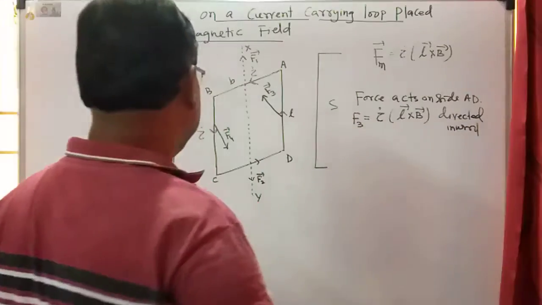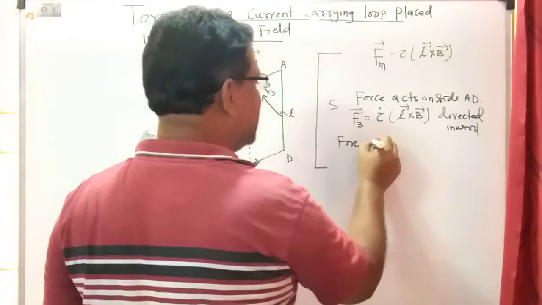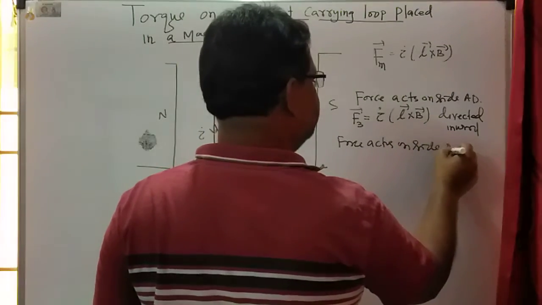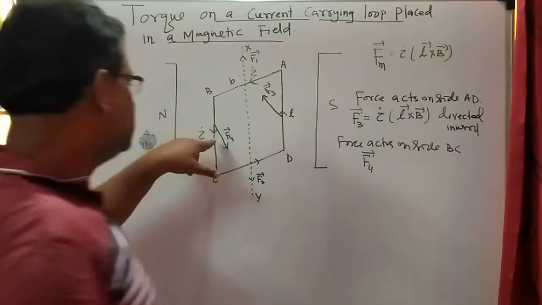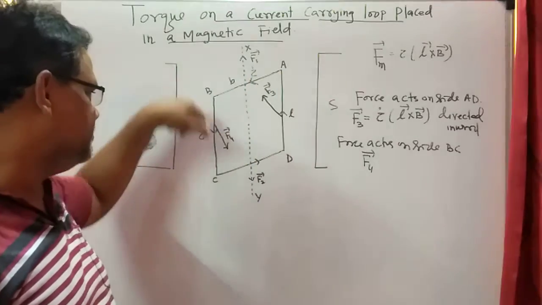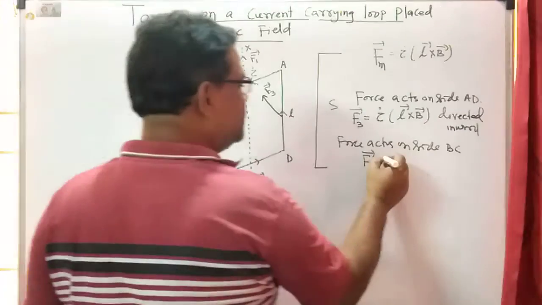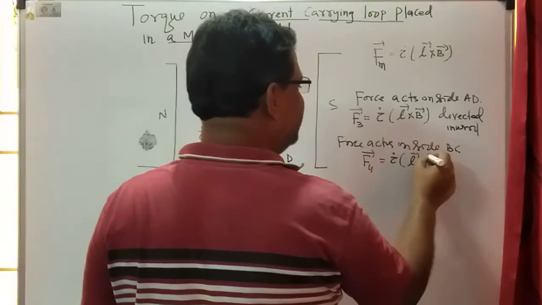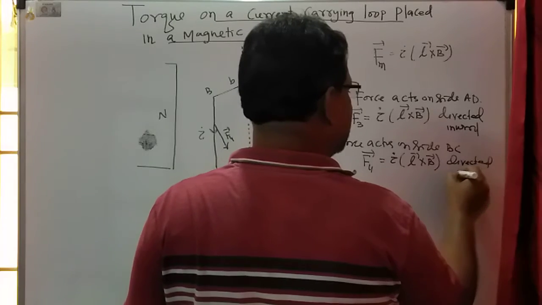And another is F4. What is the force acting on side BC? That is F4, already marked on the diagram. For the same reason, the current on AD is moving upward and the force is acting inward, while here the current is moving downward, so the force must be acting outward. So this is I, L vector cross B vector, directed outward.